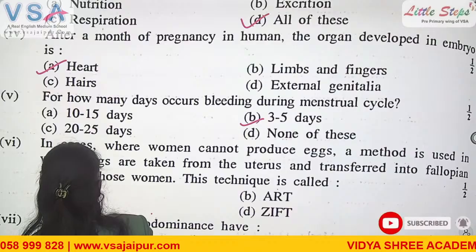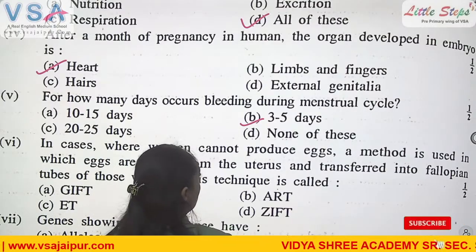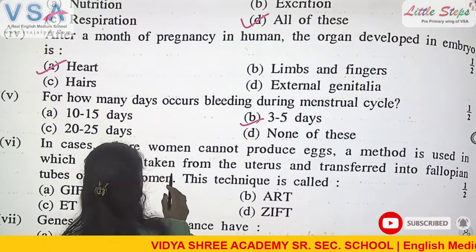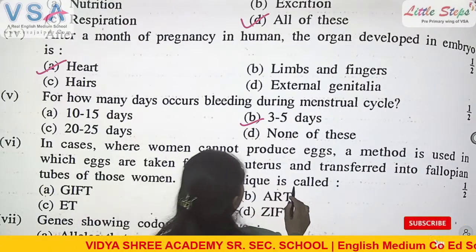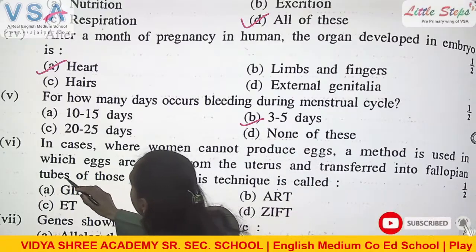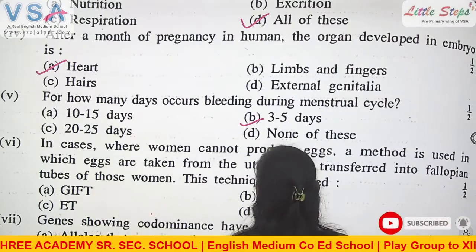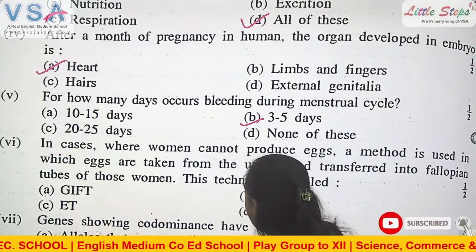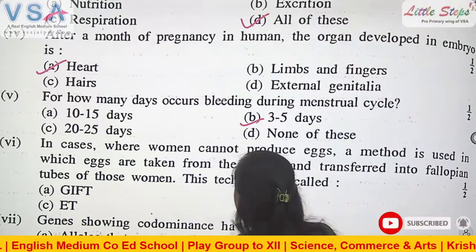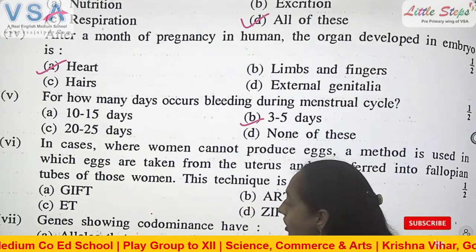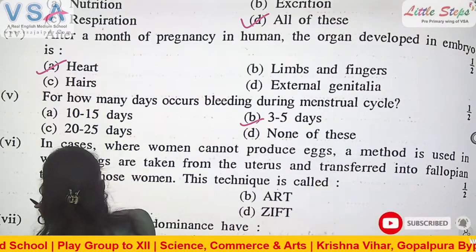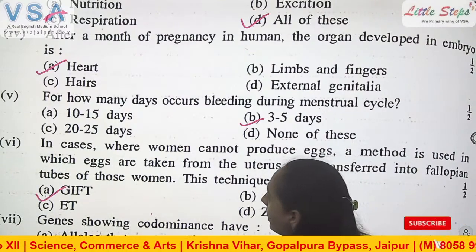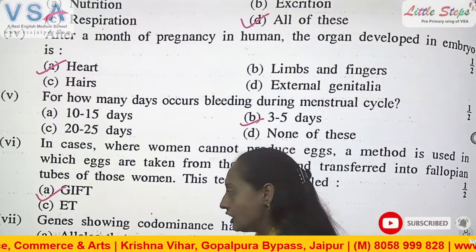Okay, now the next, in case where woman cannot produce egg, a method is used to which eggs are taken from the uterus and transfer into fallopian tube of those women. This technique is called. So this technique is ZIFT, ART, ET या फिर GIFT. तो कौन सा होगा? GIFT. तो what is the right answer? GIFT. ठीक है, gamete intrafallopian tube.